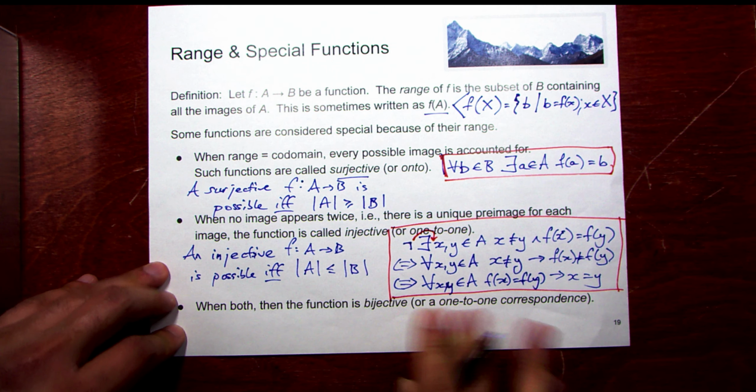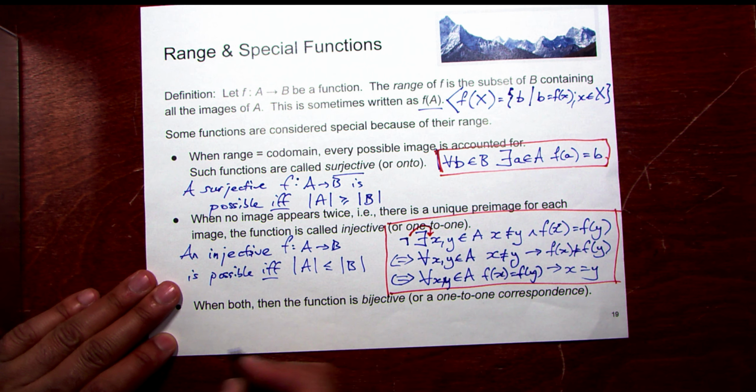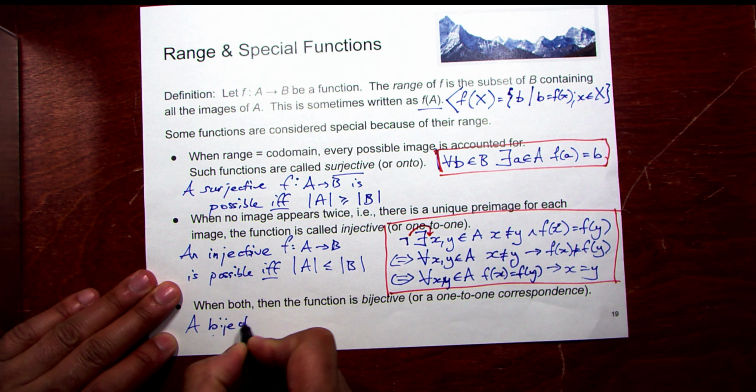Okay, an injection is possible if the size of A is at most the size of B. Otherwise, it's impossible for there to be an injection. Bijective is both, which is interesting. You have the size of A is at least the size of B and at most the size of B, so therefore it's got to be equal.